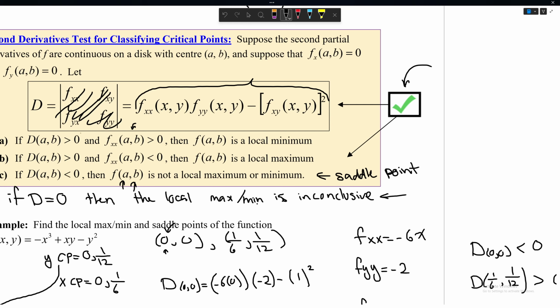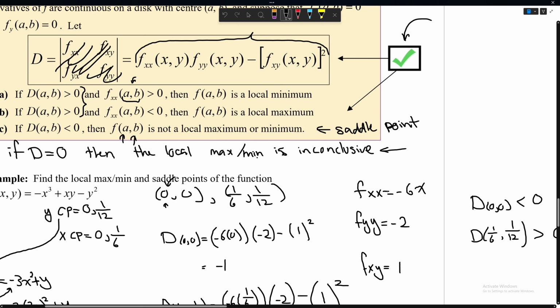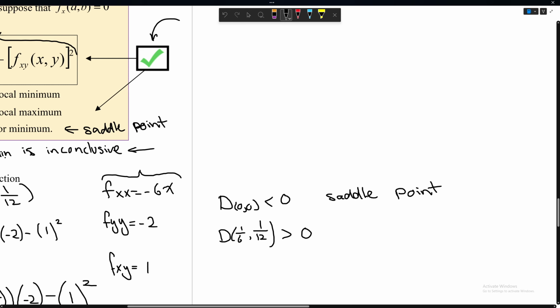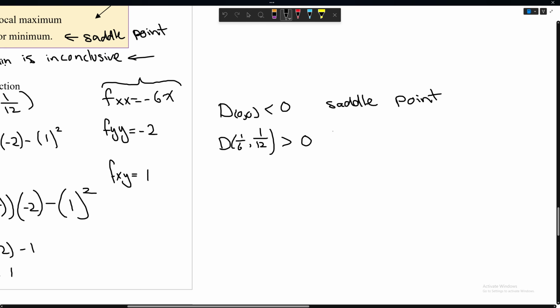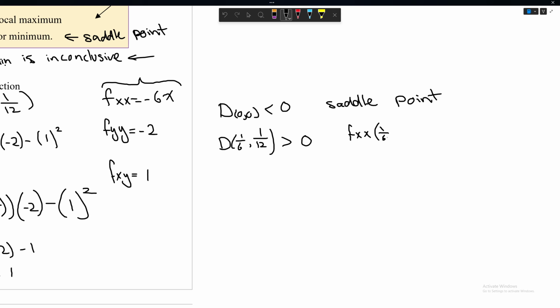If it's one of these, you gotta go to the second round, which is now you gotta look for your fxx at the points you're looking for. So I'm gonna take this and sub my points. Since the first is inconclusive, this is a saddle point, I'm done. Now I gotta check my fxx at 1 over 6, comma 1 over 12, which equals my negative 6 times 1 over 6, which equals negative 1.